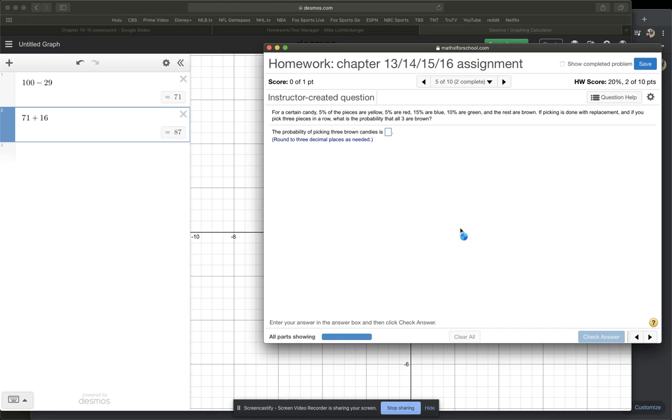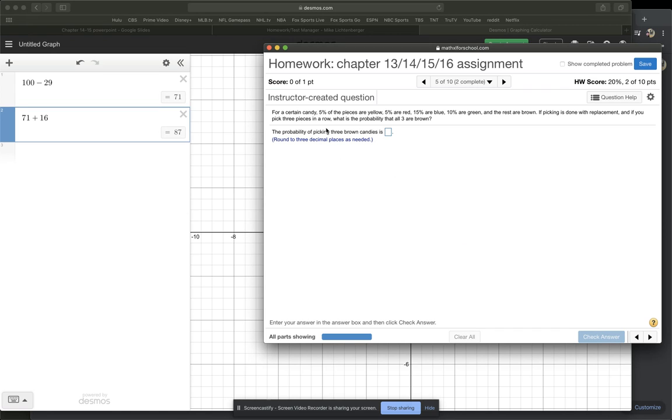Number 5. For a certain candy, 5% are yellow, 5% are red, 15% are blue, 10% are green, and the rest are brown. If picking is done with replacement, and if you pick 3 pieces in a row, what is the probability that all 3 are brown?